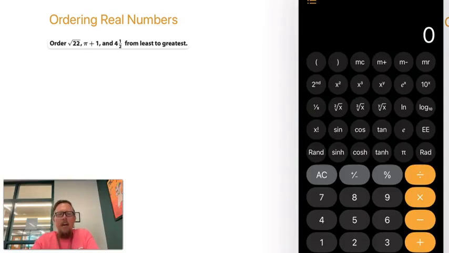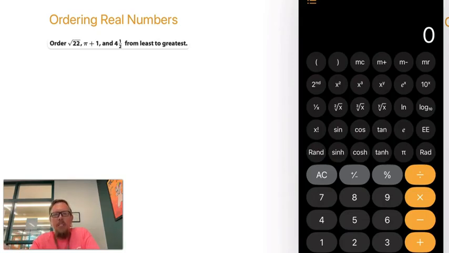Let's take a set of three numbers in the set of real numbers and put them in order, from least to greatest. The biggest problem here is that these three numbers, the square root of 22, pi plus 1, and 4.5, are all written in different formats. One is a square root, one uses pi, and one is a mixed number. It's very difficult to compare numbers when they're written in three different ways like this.